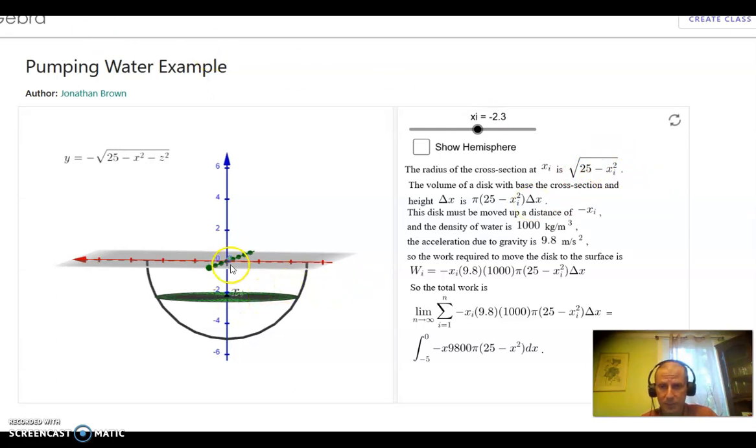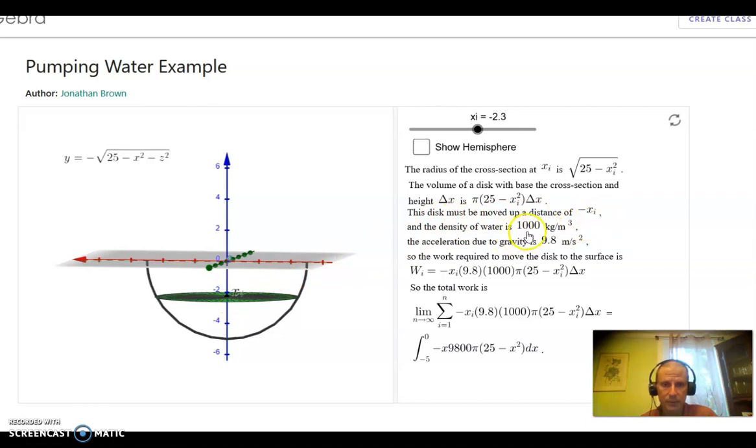Now how far up does this disk have to be moved? Well, it's at the height of xi, so it's going to have to be moved up a height of minus xi. Here it made sense to me that z equals 0, or x equals 0, corresponded to the surface, so our x values are actually negative here because we're under the surface. So therefore each disk has to be moved up a distance of minus xi.